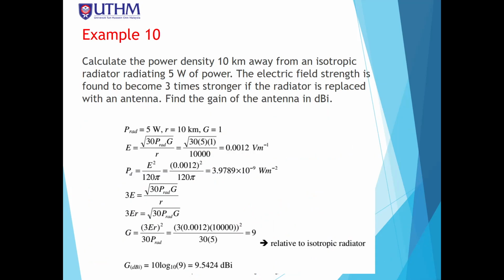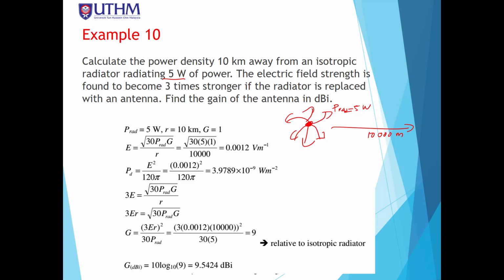Okay, this example: calculate the power density 10 kilometer away of an isotropic radiator radiating power of 5 watt. So now we have an isotropic radiator, and it radiates P radiation equal to 5 watt, and the distance is 10 kilometer, which is 10,000 meter.